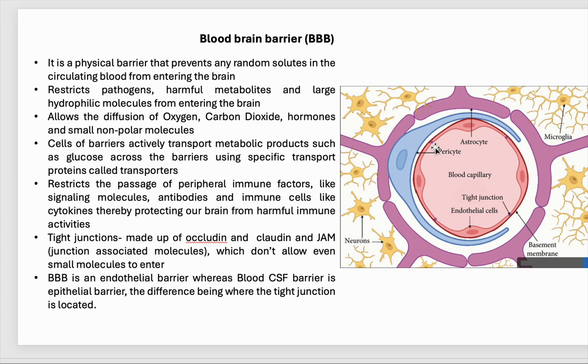And you see this red colored part, it's endothelial cell. And this part here, these are called tight junctions. These are made up of endothelial cells. These junctions are important because they give this thing the selectivity of what can enter and what cannot. And this is the blood capillary.